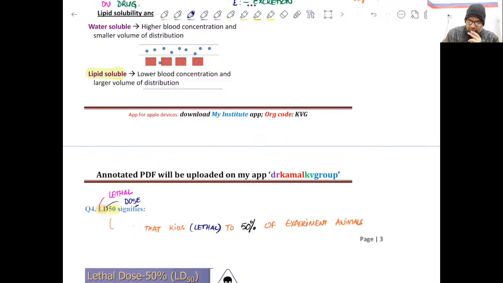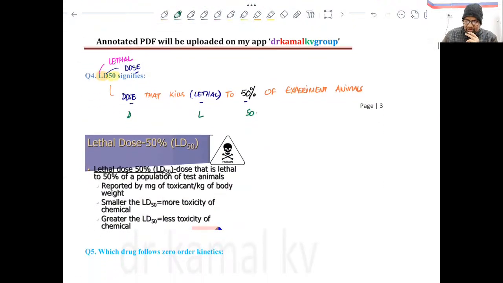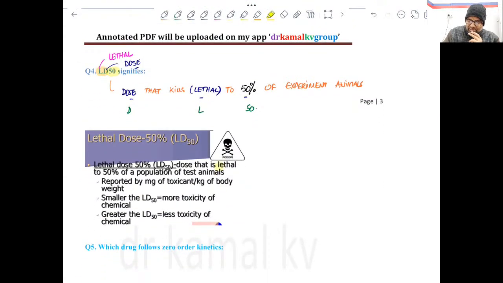So we can write the dose also like this. So lethal dose 50. Clear? So here we can take LD50. So this is LD50, the concept of LD50. The dose that is lethal to the 50% of test animals or experiment animals.